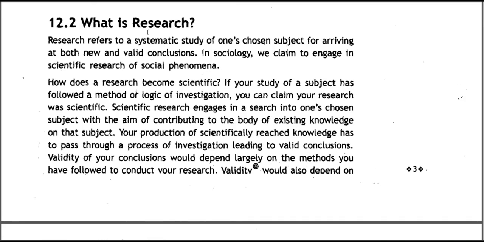So 12.2, What is research? Research refers to a systematic study of one's chosen subject for arriving at both new and valid conclusions. In sociology, we claim to engage in scientific research of social phenomena. How does a research become scientific? If your study of a subject has followed a method or logic of investigation, you can claim your research was scientific. Scientific research engages in a research into one's chosen subjects with the aim of contributing to the body of existing knowledge on the subject.